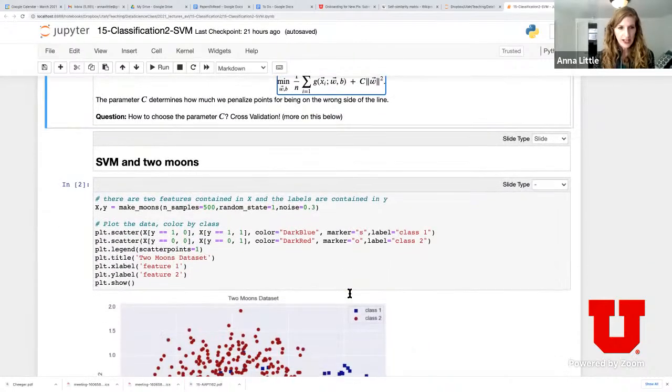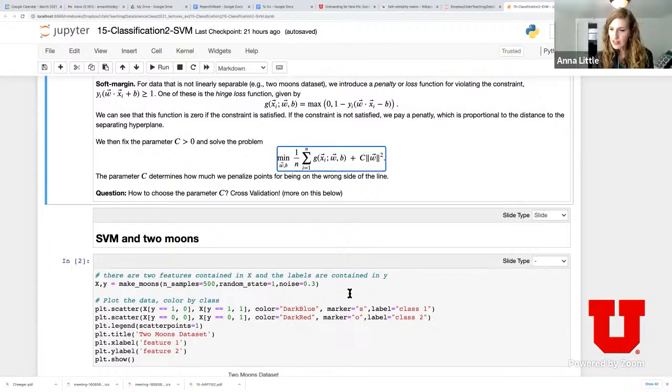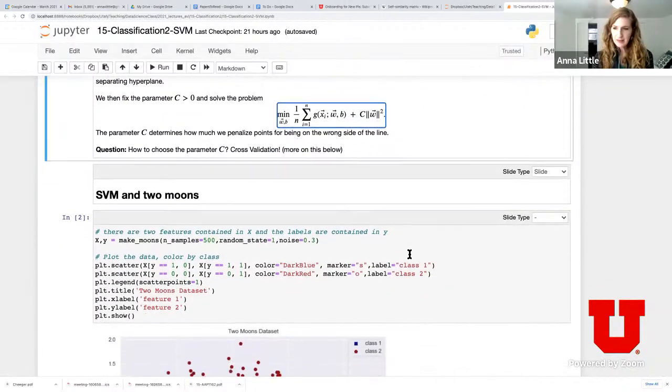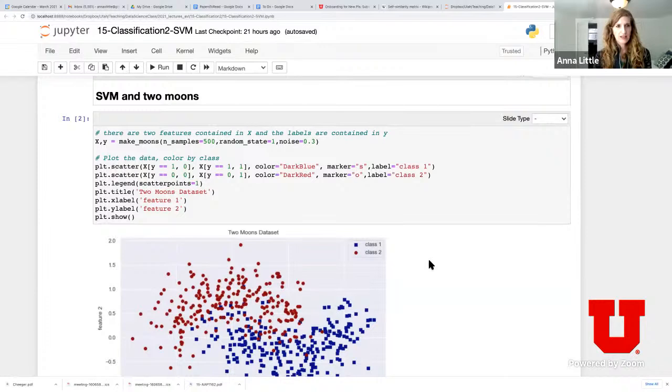Okay, so let's take a look at an example. Actually, let me stop and see if there are any questions on that yet? Then let's take a look at an example, which is support vector machines and the two moons.